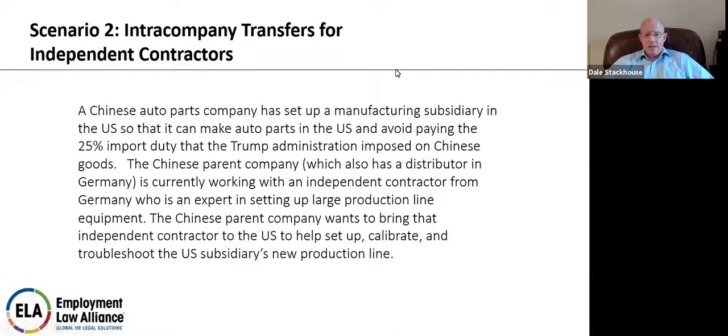And the Chinese parent company wants to bring that independent contractor to the United States, not forever, but for a short term, to help the US set up, calibrate, and troubleshoot the US subsidiary's new production line. And I'll point out that some of this is Chinese technology, but Germany is a great maker of production line equipment. So some of that production line equipment is coming from Germany.